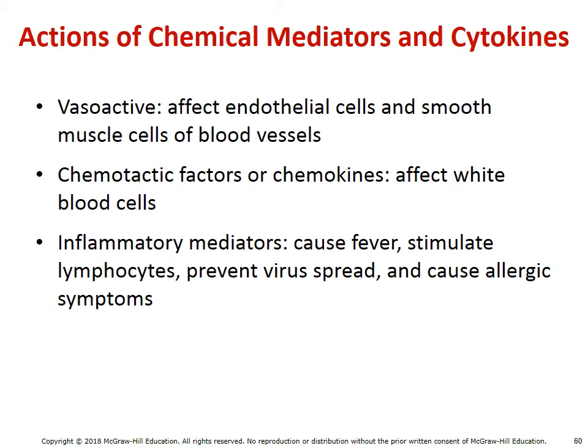There are going to be lots of messages sent around, including things like vasoactive factors, which affect endothelial cells and smooth muscle cells of blood vessels. We also have chemotactic factors, also known as chemokines. Again, I'll typically use the word chemokines to attract white blood cells. And then we also have inflammatory mediators that can cause things like fever, the stimulation of white blood cells like lymphocytes, and even prevent the spread of things like viruses.